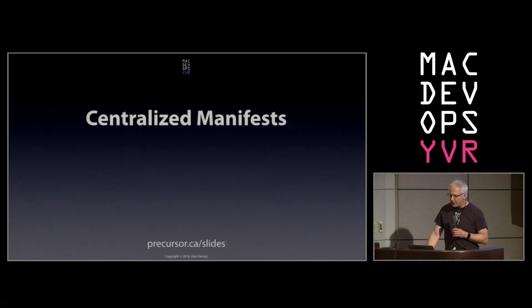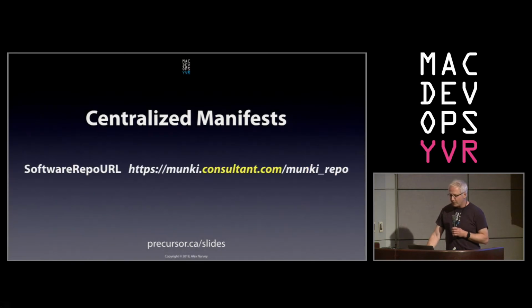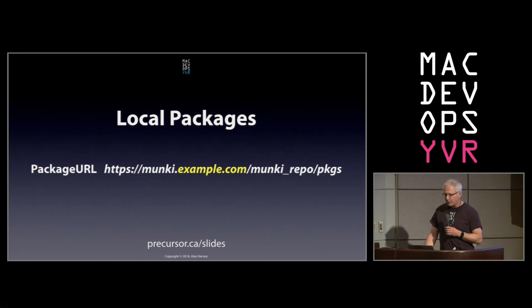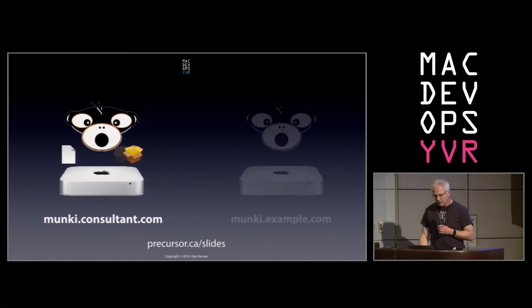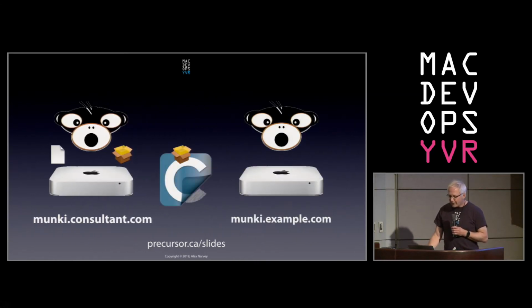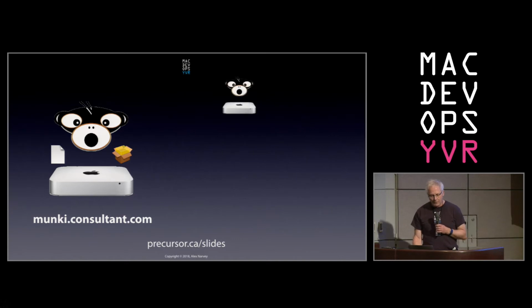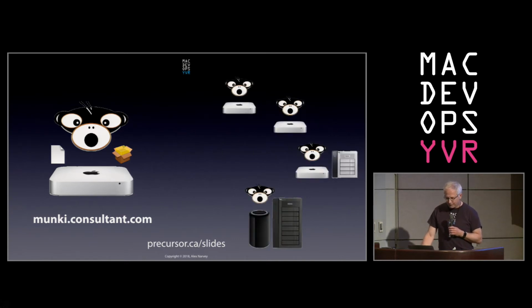I just create my Monkey preferences file with the software repo URL pointing to my office, so monkey.consultant.com. And at each client, Monkey's preference file specifies their own local server as the package URL, monkey.example.com. And here's a little animation of what that looks like. And here's what it looks like when my primary Monkey server is propagated to many local package repositories. Lots of fun with Keynote.